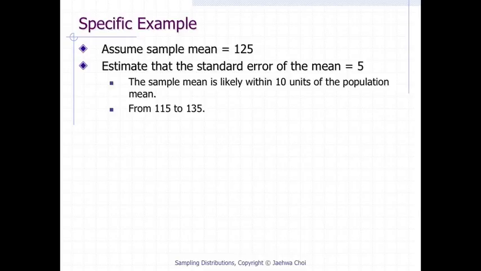To be specific, assume that your sample mean is 125 and that you estimate your standard error to be 5, using methods to be described in a later section. If you have a normal distribution, then you could be pretty sure that your population mean is between 115 and 135, since most of a normal distribution is within 2 standard deviations of the mean.